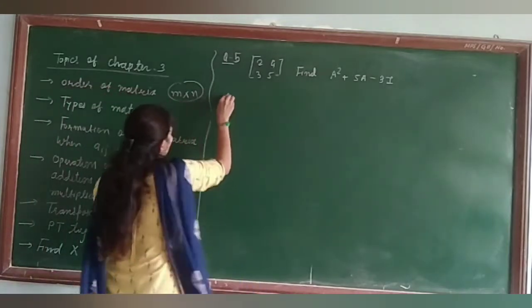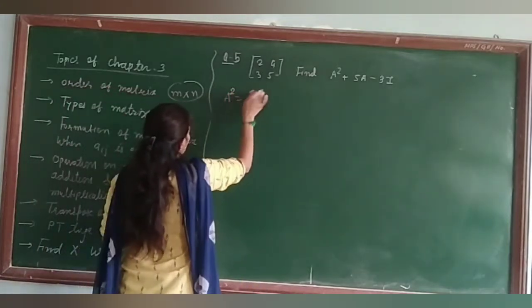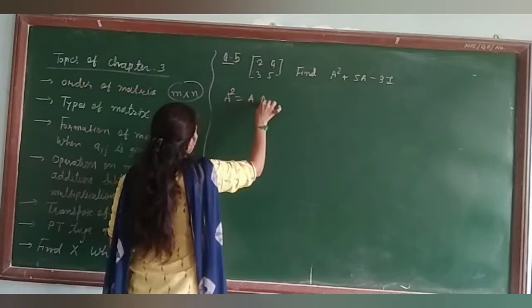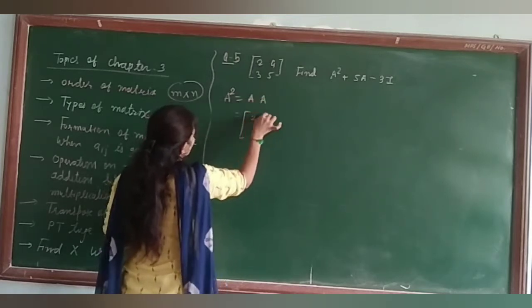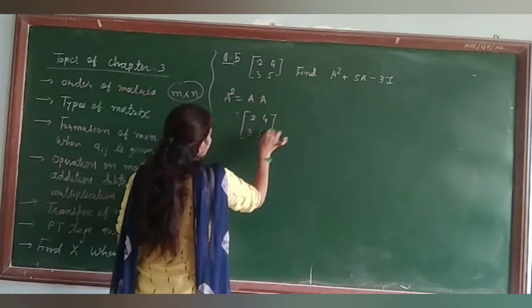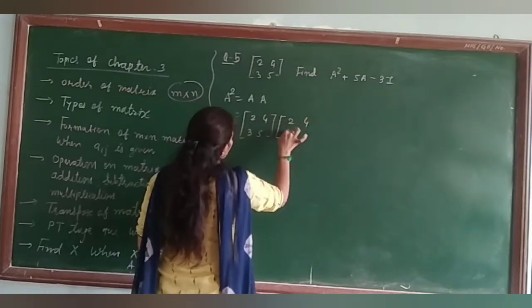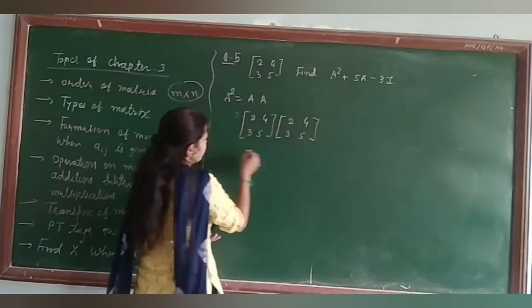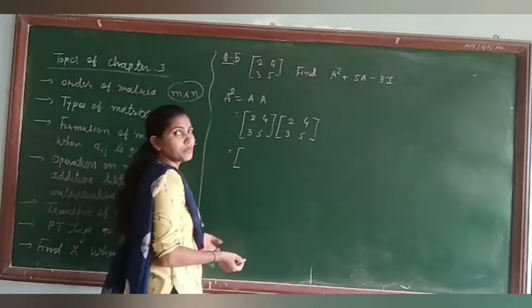So let me find out first A square. A square means A into A. So here you have 2, 4, 3, 5 into 2, 4, 3, 5. Now you know how to multiply.